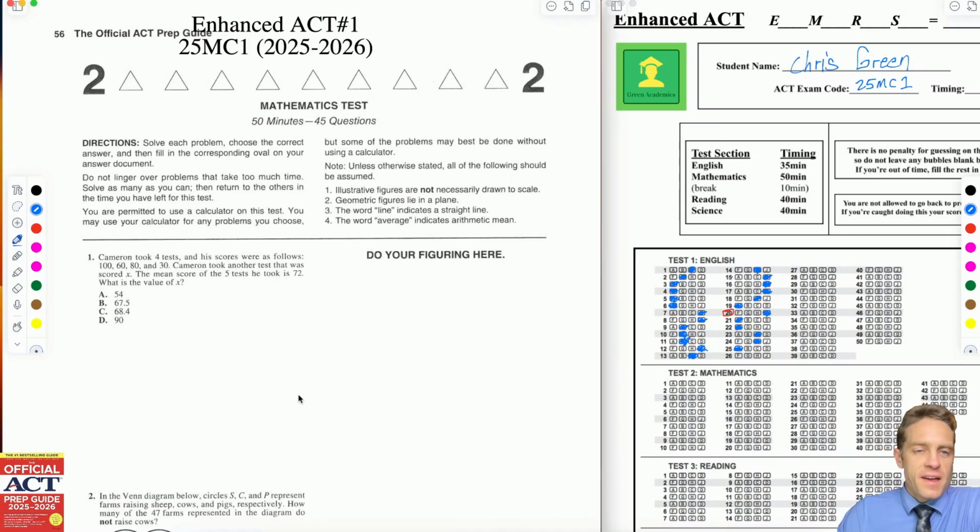This is enhanced ACT25MC1, which appears from the 2025-2026 official guide you see in the bottom left of your screen.